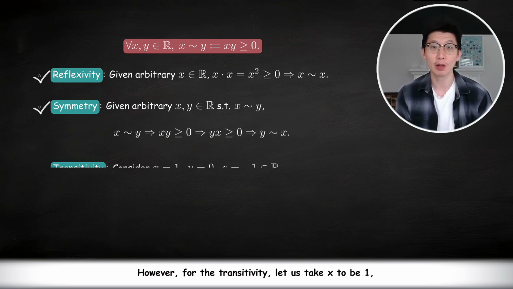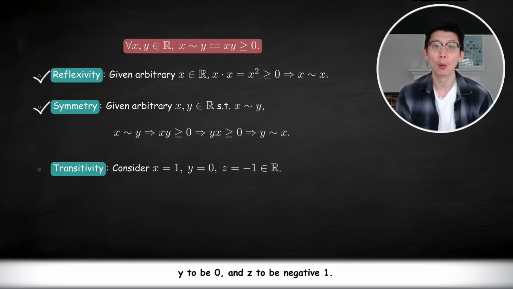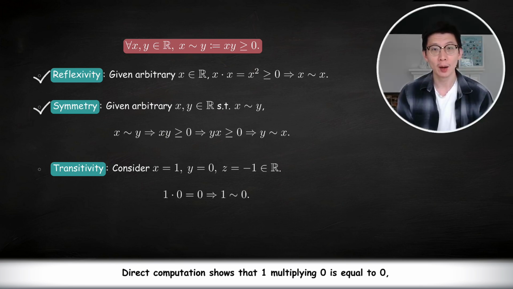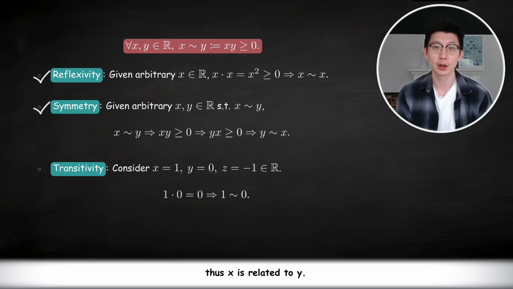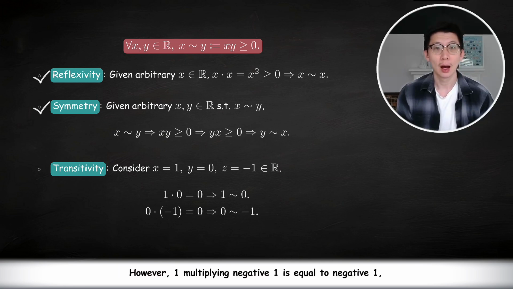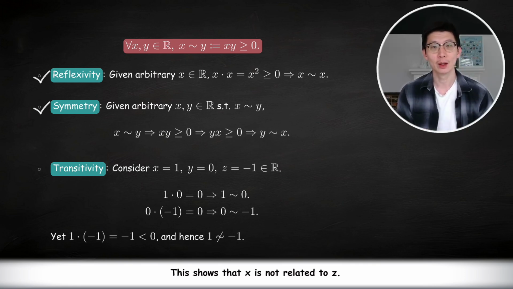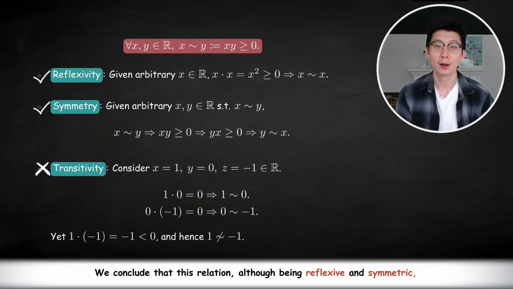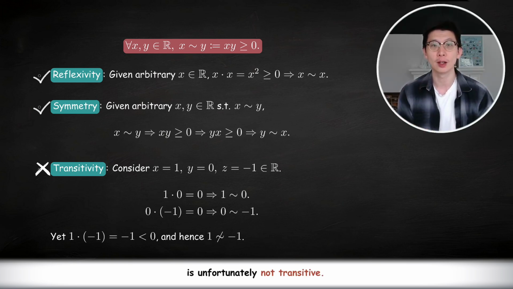However, for the transitivity, let us take x to be 1, y to be 0, and z to be -1. Direct computation shows that 1 multiplying 0 is equal to 0, thus x is related to y. Similarly, 0 multiplying -1 is equal to 0, thus y is related to z. However, 1 multiplying -1 is equal to -1, which is a negative number, and this shows that x is not related to z. As a consequence, the transitivity fails here. We conclude that this relation, although being reflexive and symmetric, is unfortunately not transitive.